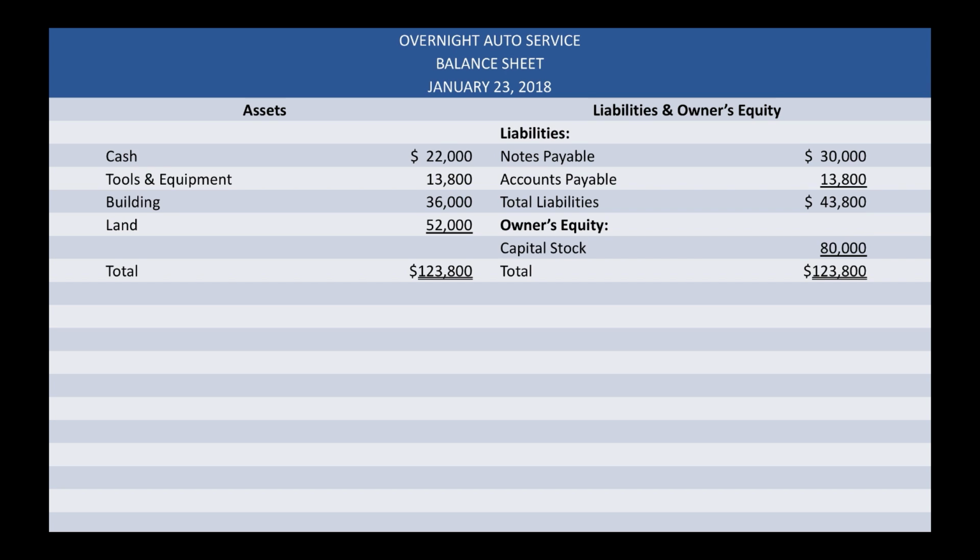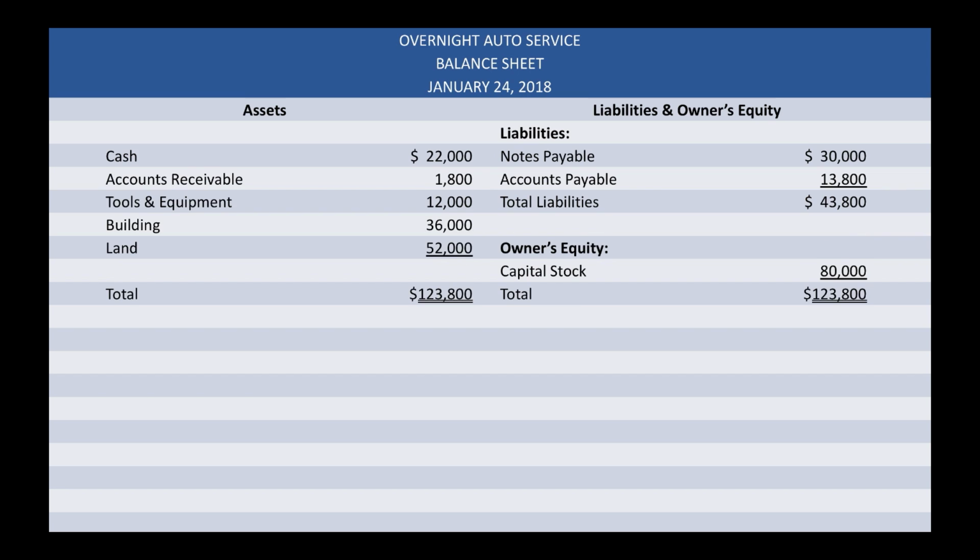On January 23rd, Overnight purchased tools and automotive repair equipment from Snappy Tools. The purchase was for $13,800 due within 60 days. Let's update the balance sheet. The tools and equipment account increased by $13,800, and the liability account, accounts payable, increased by the same amount. The balance sheet is getting progressively more complicated.